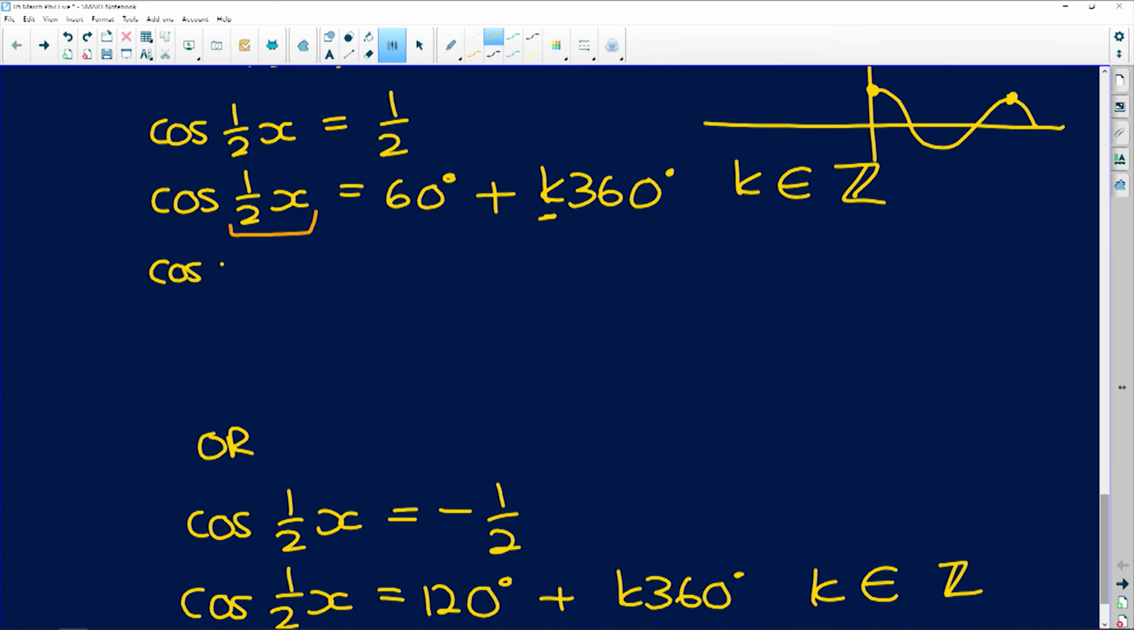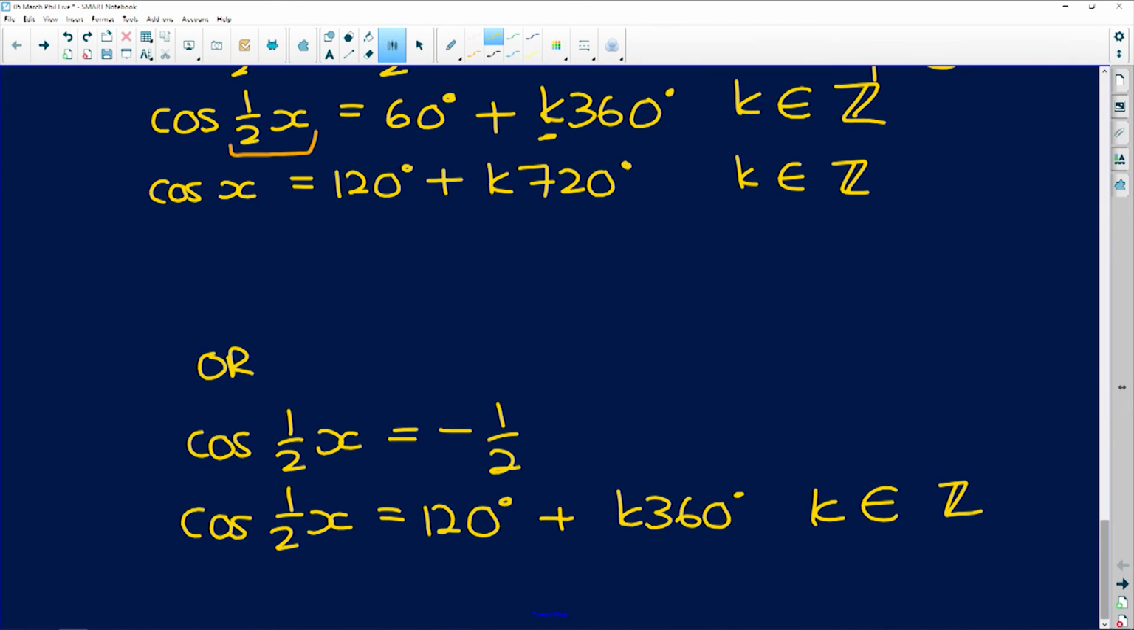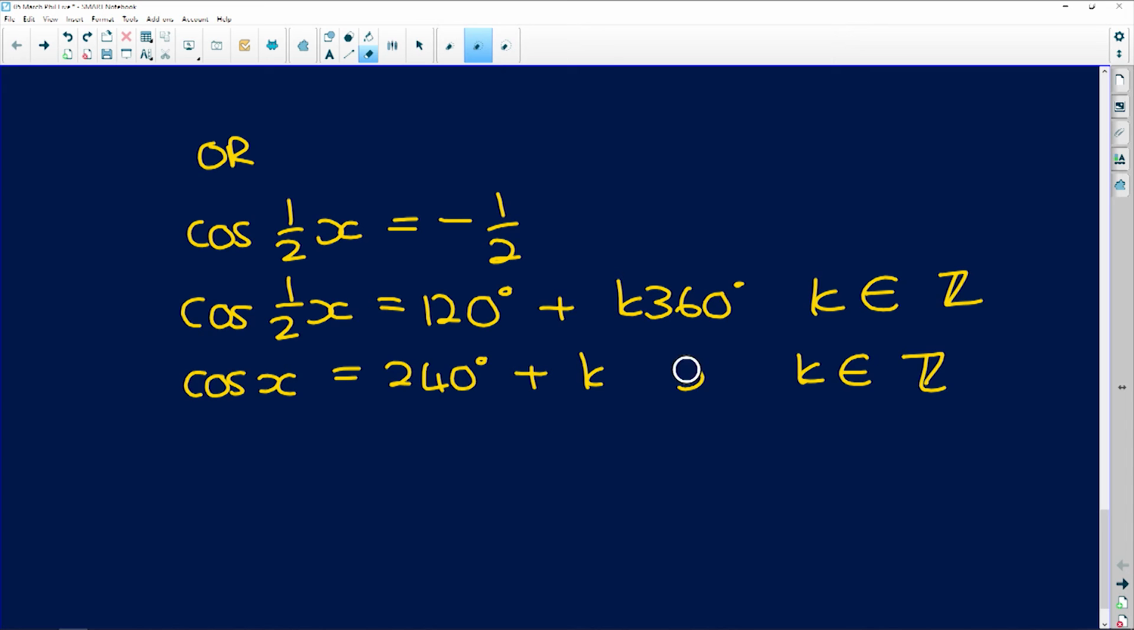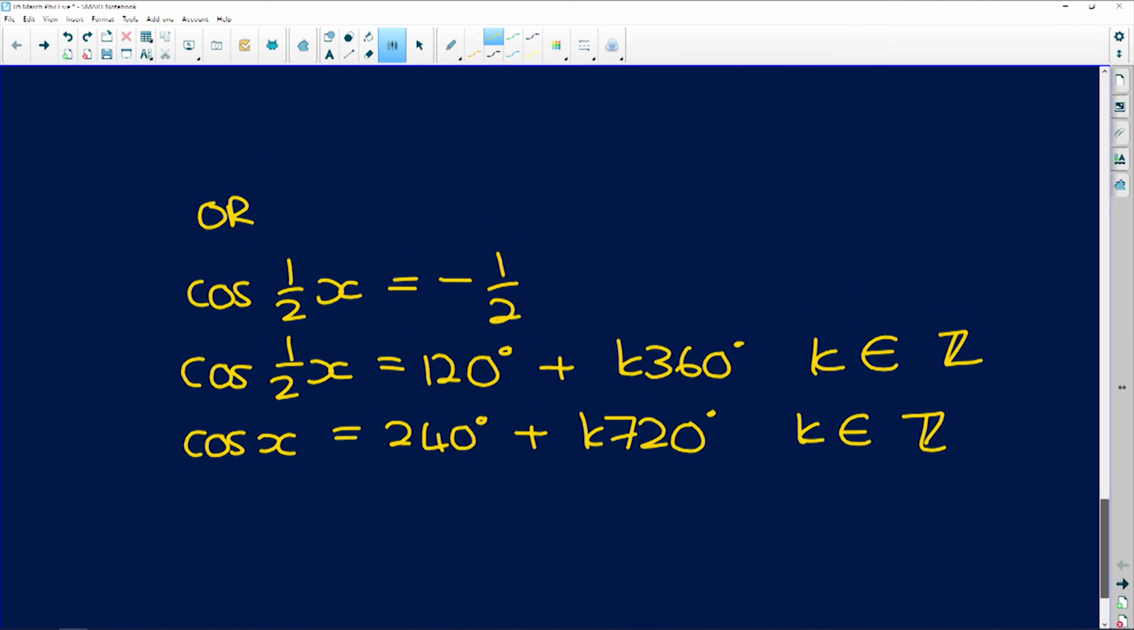So x is equal to 120 degrees plus, guys, very important, the whole equation must be multiplied by 2. So we even multiply that period, that k360 by 2, and we get k720. Same for this solution down here. x is equal to 240 degrees plus k720. And k is an element of the integers. Okay. Whoops, not even 360. I've just reiterated that and I made the mistake. Multiply everything by 2. Okay.